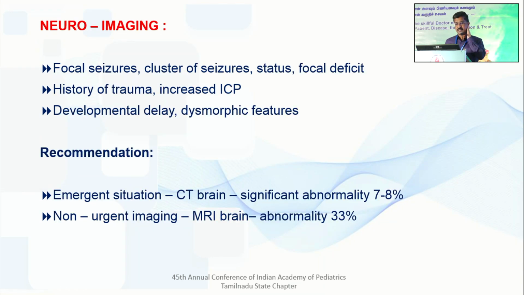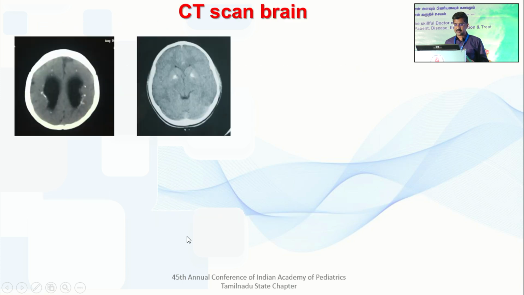So what imaging is ideal? When to do imaging? If it is a focal seizure, clusters, status, or a focal deficit, with a history of trauma or increased ICP, and there is associated developmental delay or dysmorphic features. Only in emergent situations is CT needed, for example, if you suspect head injury or a bleed, because the yield is very low, only 7 to 8%. In non-urgent imaging, MRI is the modality of choice. You can pick up the abnormality in 33%.